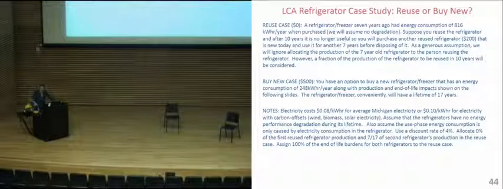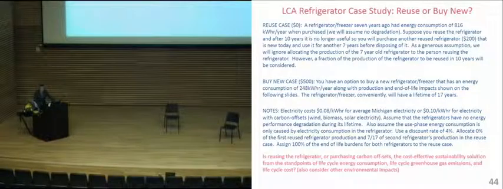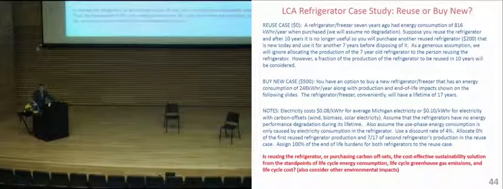We also allocated both end-of-lives to the reuse case. And again, we can get all hung up on the allocation. In this problem, it doesn't really get changed too much. But I want you to be familiar with allocation as an idea. Okay, does that make sense? Any questions? We'd like you to be able to do this kind of problem.